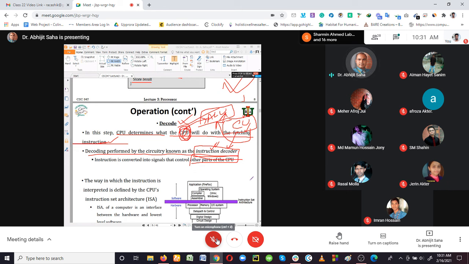Otherwise, I must report to the department and to the university that the students are not coming to the class and not staying in the class. They're leaving the class without taking permission every day. And if I report, then maybe the university is going to take a harsh decision about the students. Maybe you are going to be suspended for a semester.